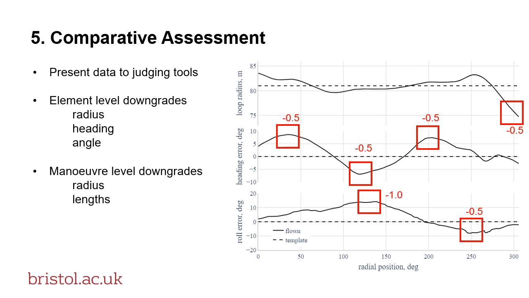The last graph shows the error in roll angle. Again, this is 1 mark per 15 degrees, so the 15 degree error at the start and the 7.5 degree error at the end take us down to 6.5 out of 10. This is just for one element of the manoeuvre. We still need to score all the other elements and then compare all their sizes to do the manoeuvre level downgrades.